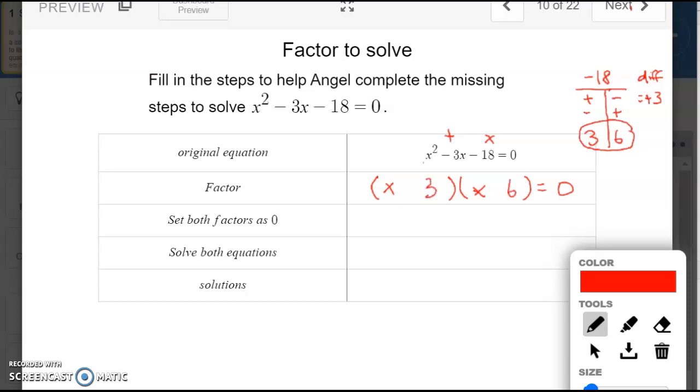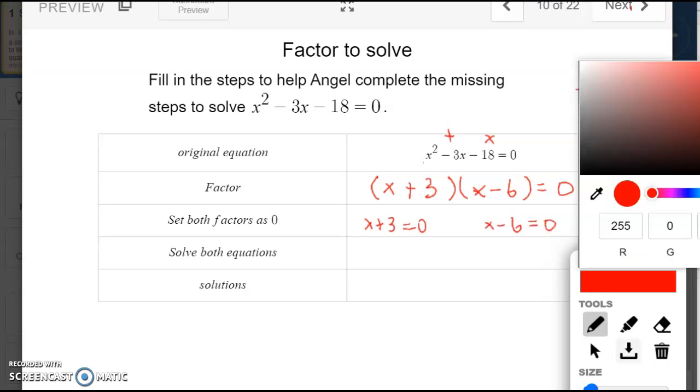I know one's going to be positive, one's going to be negative. I want the final sum to be negative 3. That means I need the bigger number to be negative, the smaller number to be positive. You can multiply this out using FOIL to quickly check: 3x minus 6x is negative 3x, that's the middle term. Then you set each of the factors to be 0.